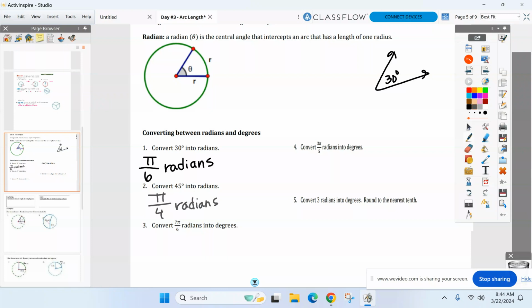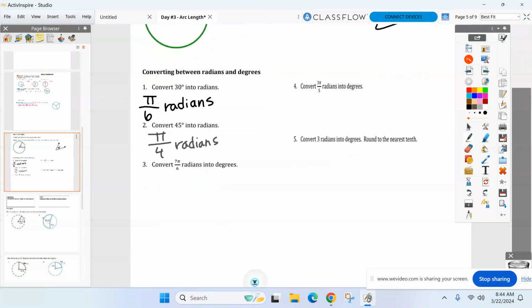Any issues before I go the other direction? Any issues? All right, what if an angle's in radians, but you need it in degrees? All right, ready? Use the calculator.